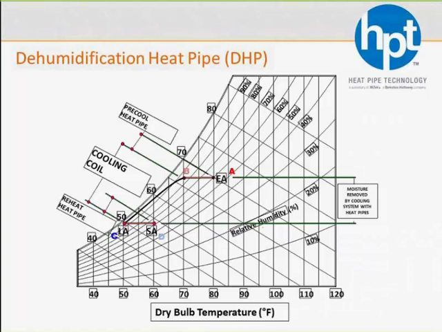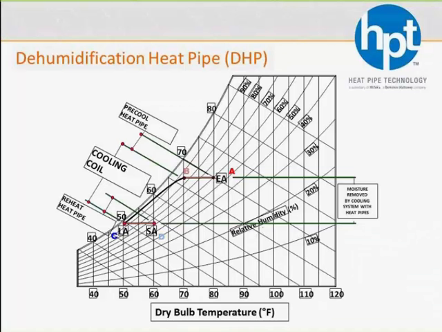Here's that same process, but on a psych chart. If we did not have a wraparound heat pipe in there, you had 80-degree incoming air and you had to get down to a 50-degree dew point off the coolant coil, you would have to have a coil that would go all the way from point A through point B, ride the saturation curve down to point C, and then reheat it back up as necessary.